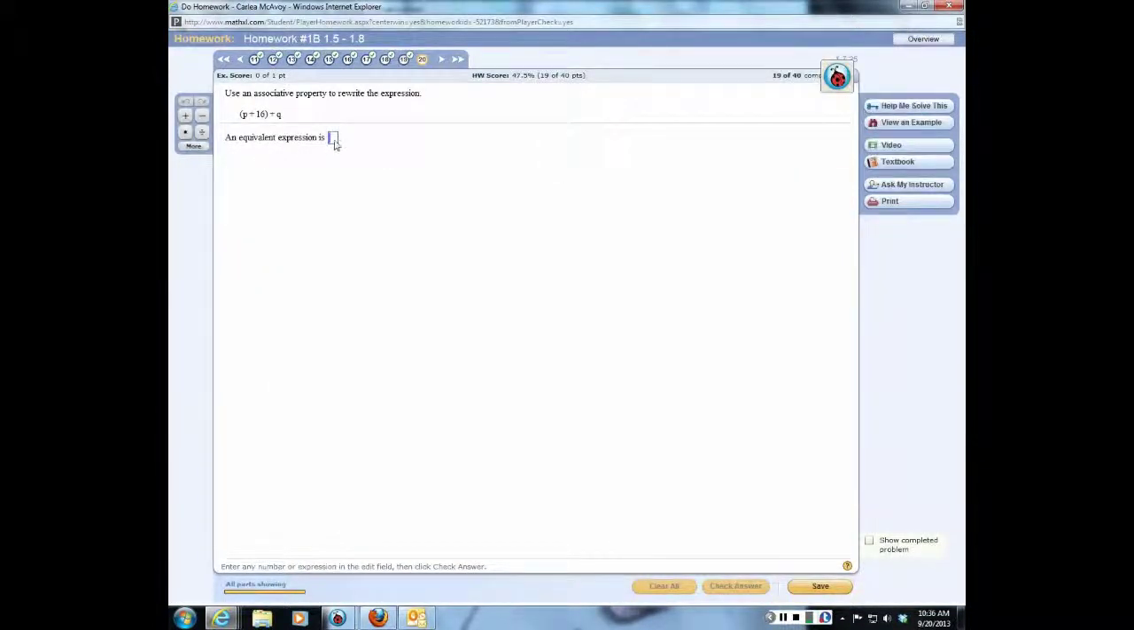Okay, so up here, what I'm going to do is move the grouping. Notice that I have P plus 16 plus Q. I'm not changing that order. That has to stay the same for the associative property. But over here where P is in parentheses, I'm going to leave it out, and I'm going to put the parentheses around the 16 and the Q. 16 was with P, now 16 is with Q.